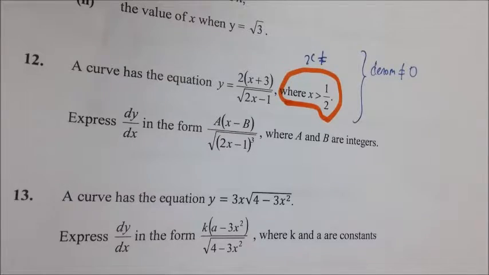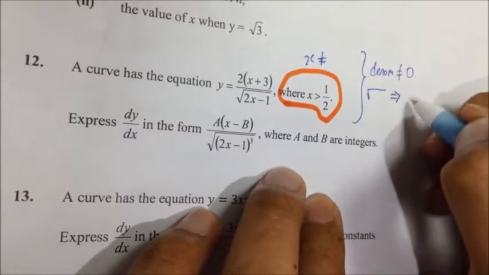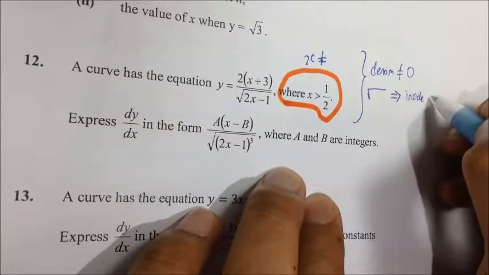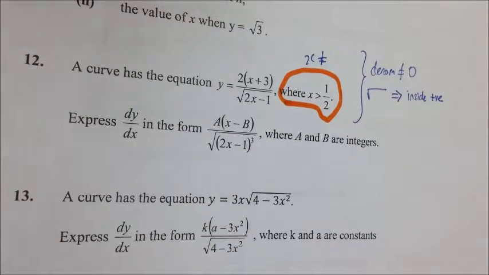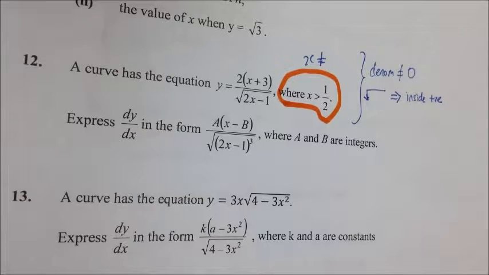Now next thing, since I have a square root, it means the inside must be positive. If I have a square root, it means my inside must be positive. Why? Because the square root of a negative number, like minus 2, is an error. So with this, let's look at the y.